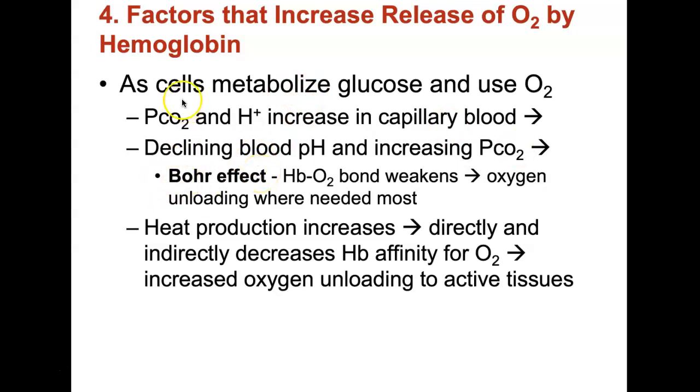So anytime you have an increased carbon dioxide, which leads to a decline in blood pH, these factors are going to weaken that saturation, or the bond between the hemoglobin and oxygen. And that's a good thing, because we want to unload these passengers. We want to make sure that oxygen goes to the tissues where it's used, and this is what we know as the Bohr effect.